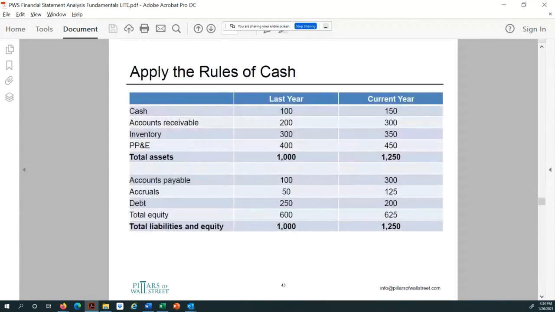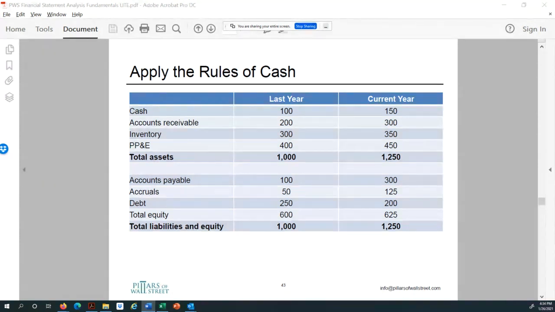Let's actually do a simple example here, applying rules of cash. Let's illustrate the concept of a cash flow statement with a very simple example. Here's a balance sheet. Create one more column at the end, wherever you have room on your page. Call it change in cash. Now, the goal of the cash flow statement is to solve for cash, right? So we need to calculate the change in every single account except for cash because we're solving for cash.